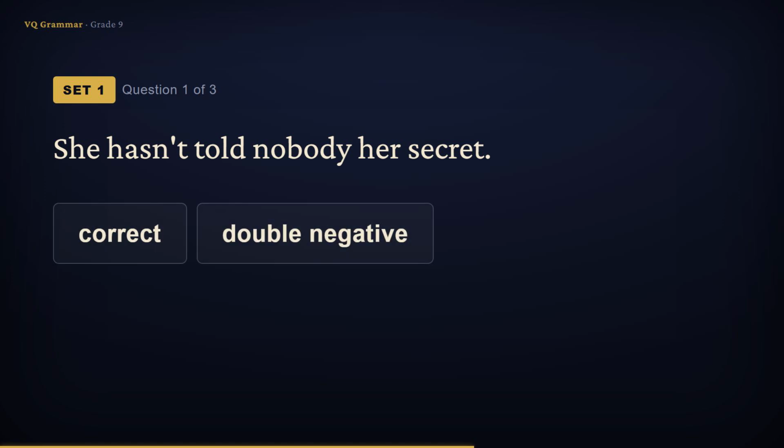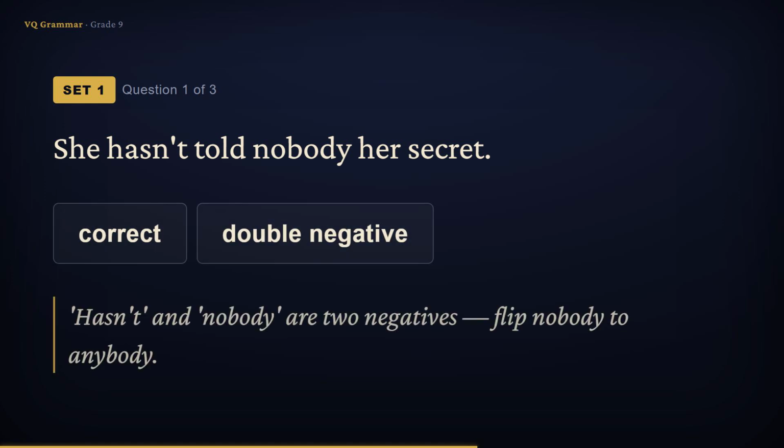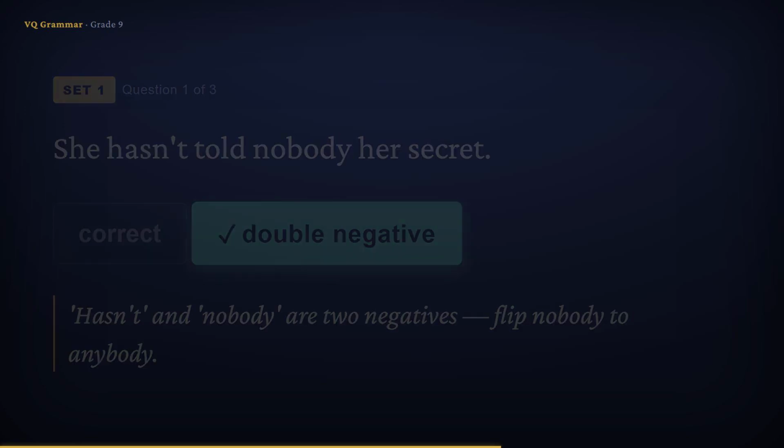She hasn't told nobody her secret. Count the negatives. Hasn't is one, and nobody is a second. That's two in a single clause, so it's a double negative. We'd fix it with hasn't told anybody, so this one is wrong.